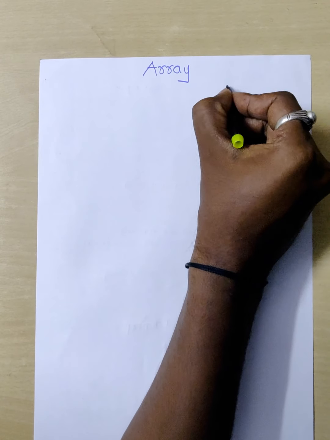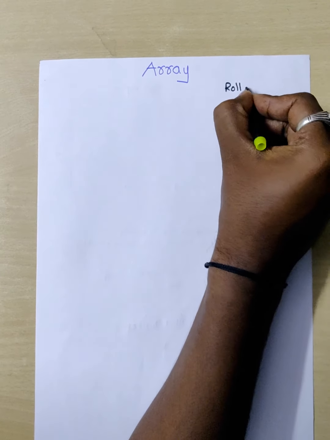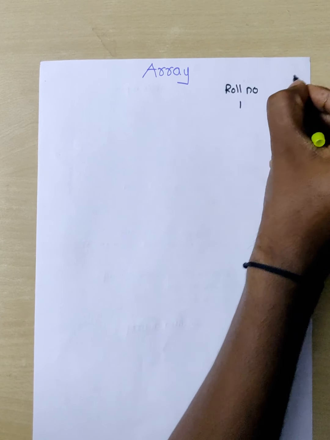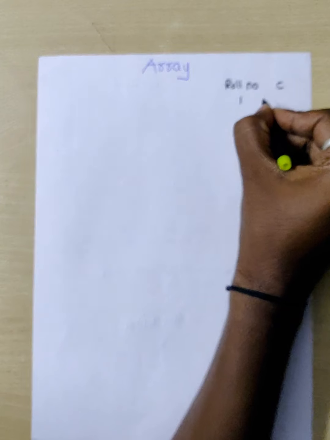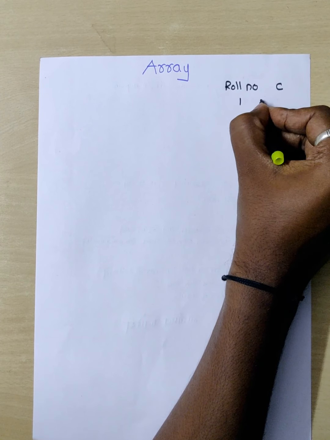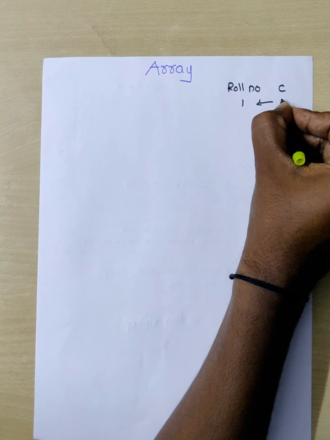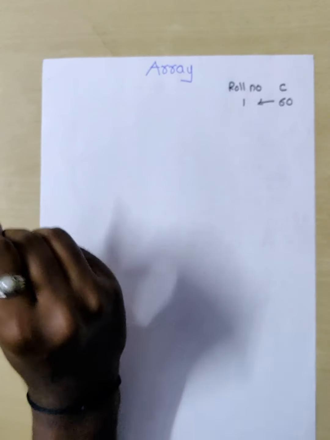So whatever things that we have seen so far, in that we have seen that we can use variables for storing our data. Let us take one example. Suppose I want to store the marks of roll number 1. Suppose that subject is C, and I want to store the marks of roll number 1 of subject C, and suppose he has got 60 marks.